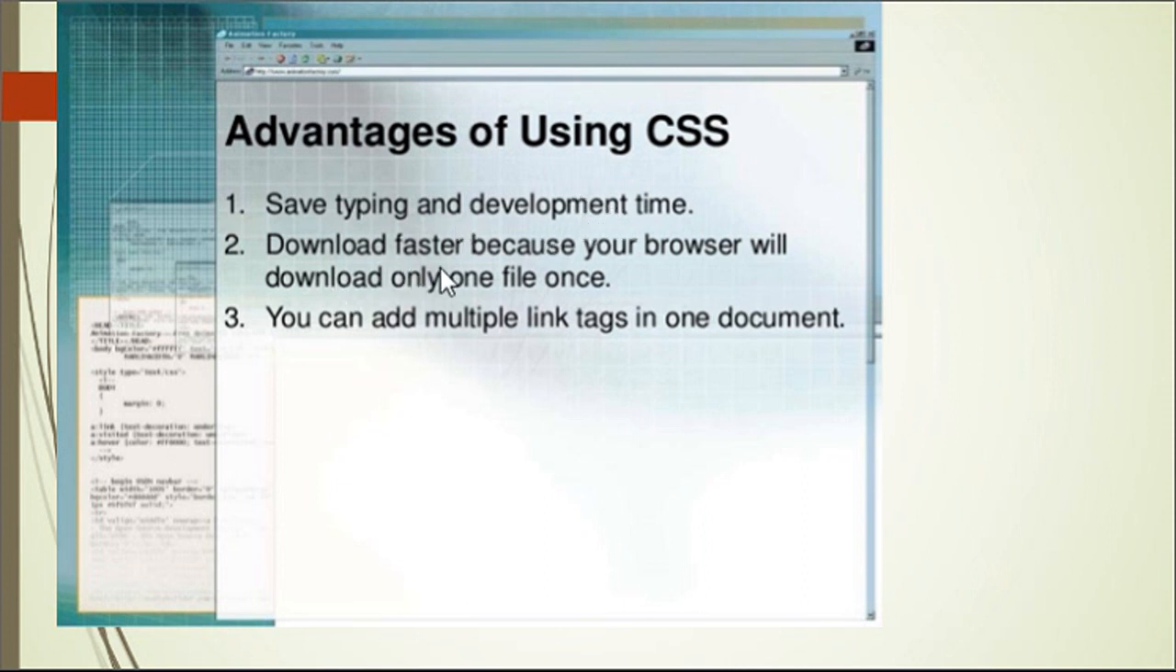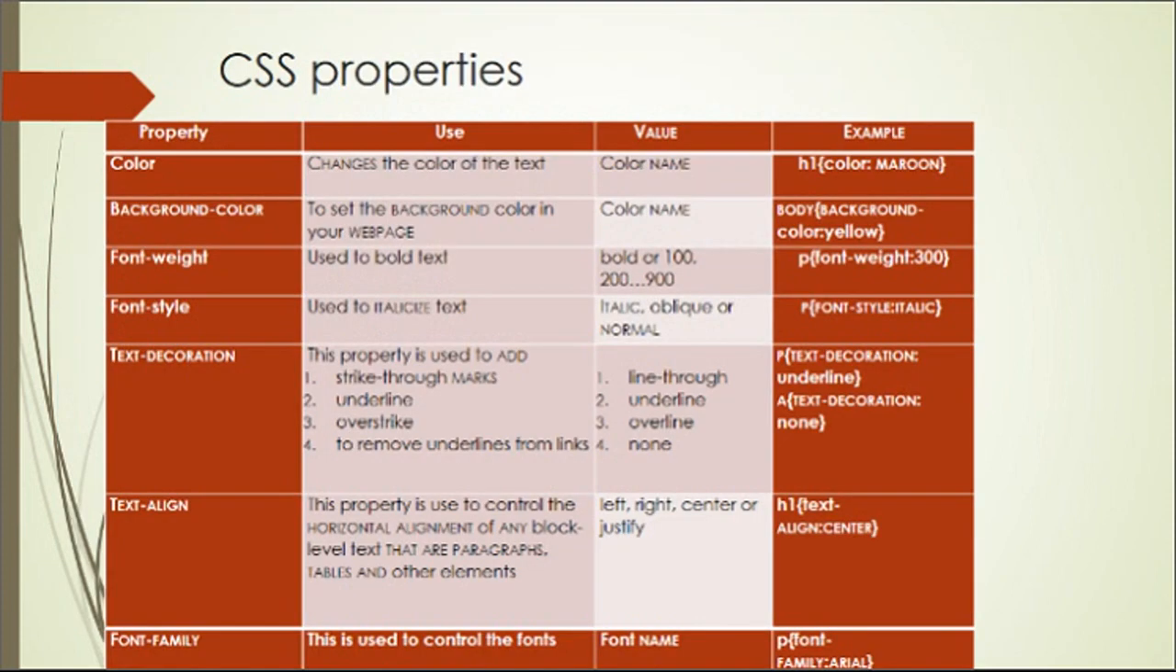Then faster download, because your browser will download only one file once. If we apply multiple CSS to one web page, once you download the one web page there is no need to download the page again and again. Once you download one page, then your whole work is finished. Next one, you can add multiple link tags in one document. These are the advantages of CSS. Next, CSS has some properties like the inputs of the form. So the properties of CSS are color.